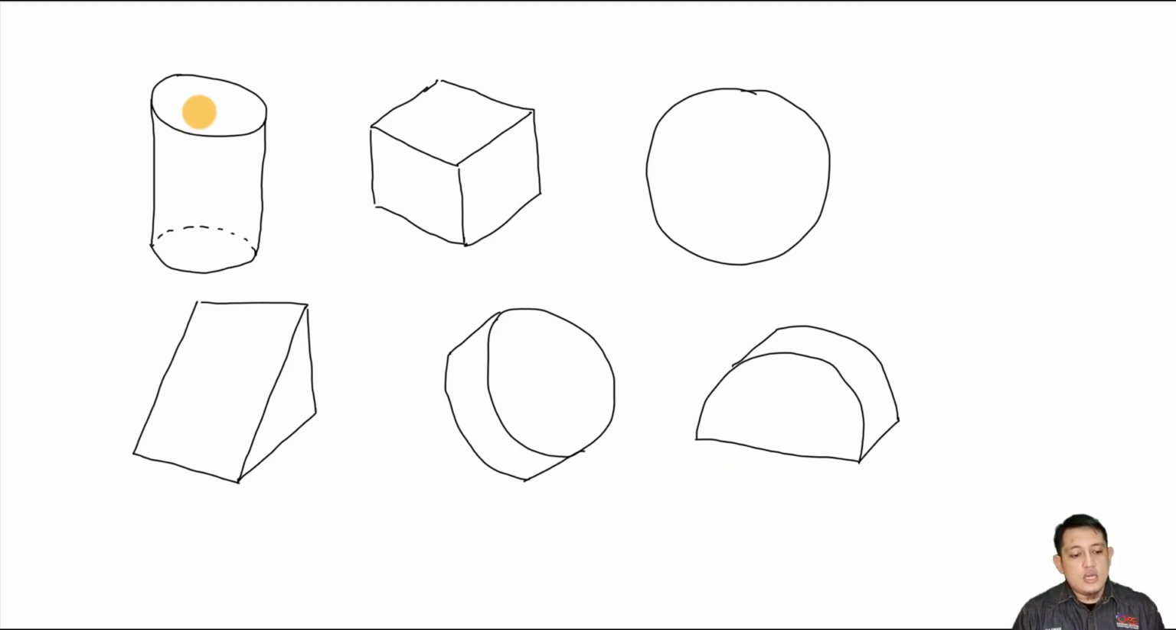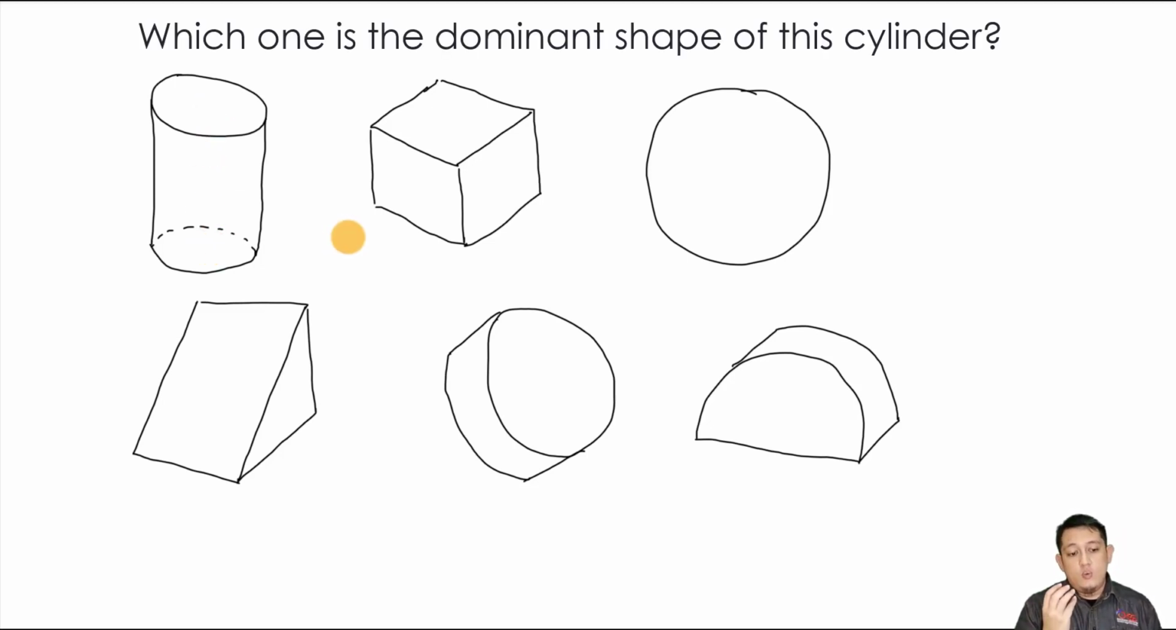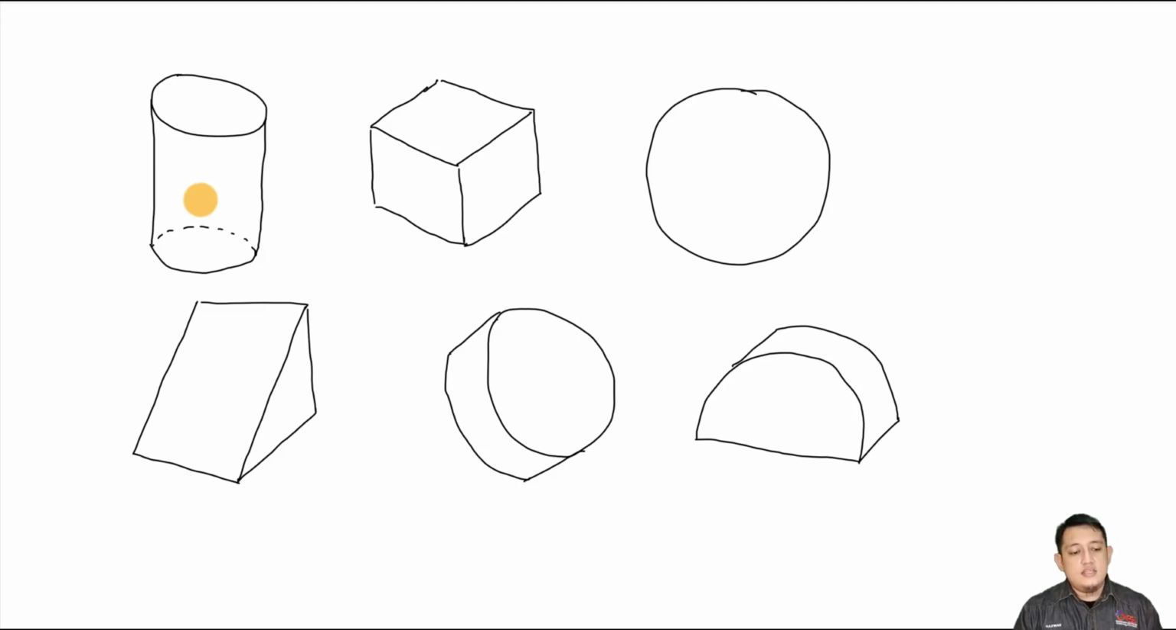First, let's take a look at this cylinder. Before we determine the location of the centroid of this cylinder, we must make sure which one is the dominant shape. As we know, this cylinder is created from this circle, and when we extrude this circle, it becomes a cylinder. To view it in a better way, let's take a look at this 3D CAD drawing.